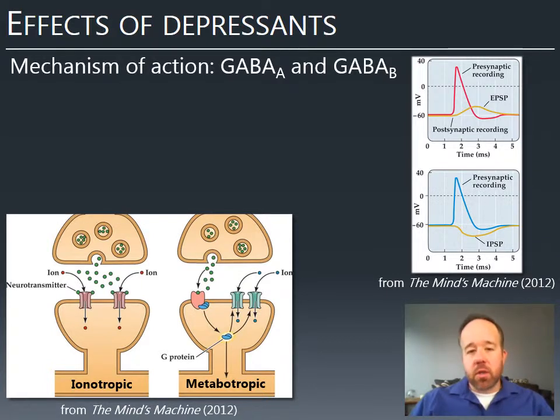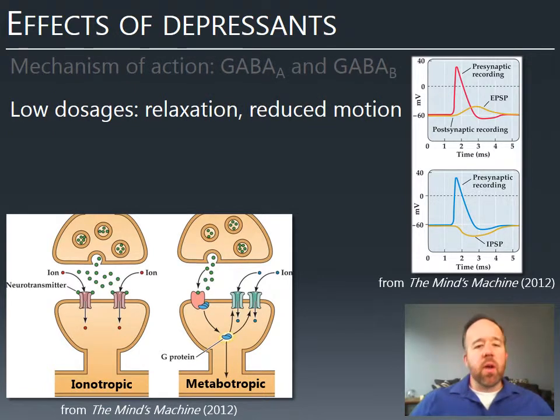So GABA receptors are bound to directly by most depressants. So they are direct GABA agonists. Remember, an agonist is something that enhances or mimics the effects of a neurotransmitter. So in this case, these depressants bind to GABA receptors and increase the effectiveness of the neurotransmitter GABA.